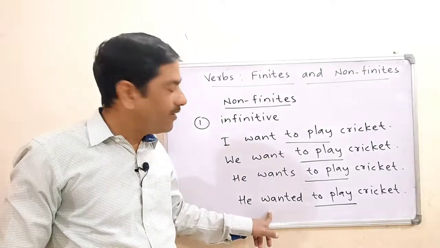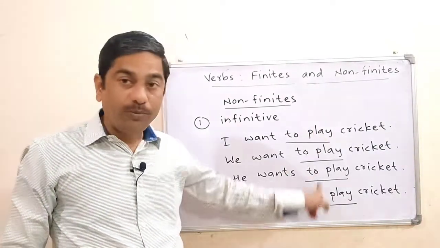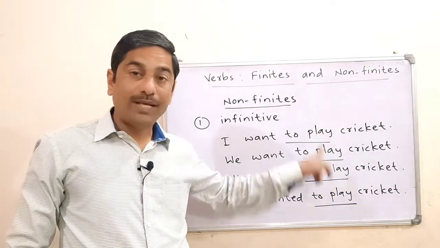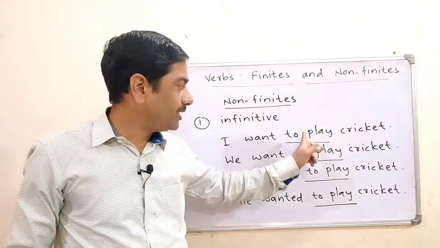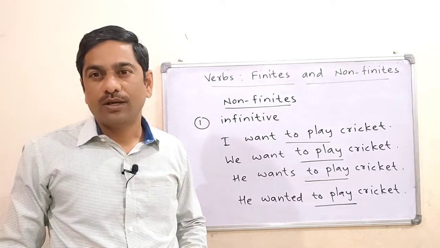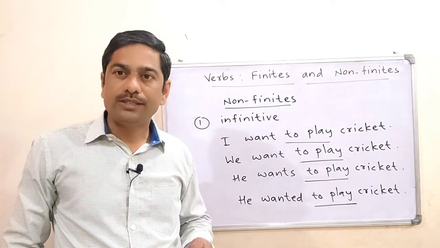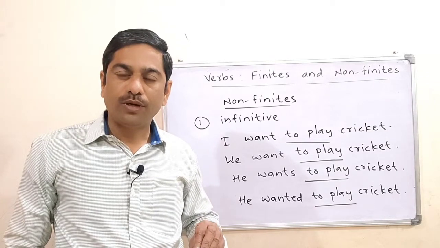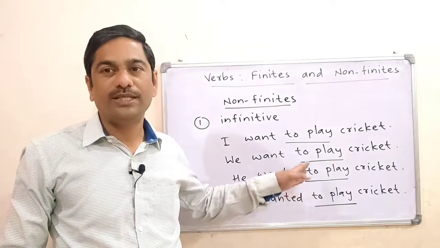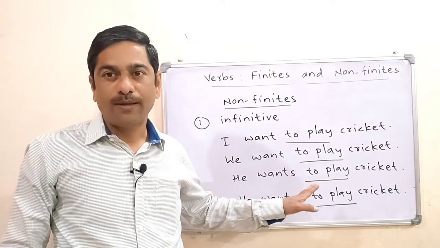So want, wants, wanted, all these are finite verbs. And what about to play? To play is a non-finite verb and the subtype is infinitive. I think you have understood what an infinitive is. It can be infinitive without to or with to, or simply you can say infinitive.